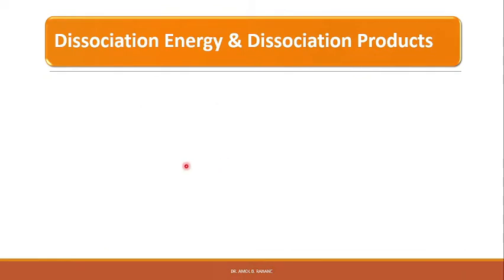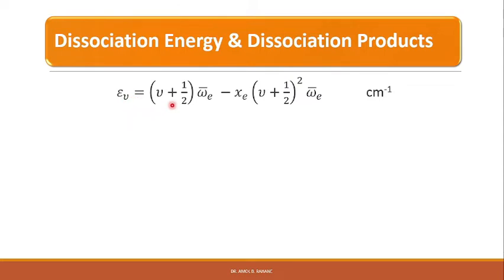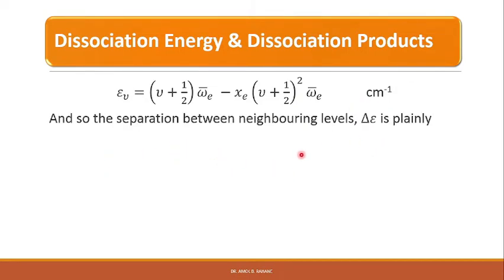In the previous lecture, we have seen that the vibrational energy level may be written as E_ν = (ν + 1/2) ω_e bar minus x_e (ν + 1/2)² ω_e bar, which is in per centimeter. And so the separation between neighboring levels ΔE is plainly given by ΔE = E_(ν+1) minus E_ν. That means the separation between the neighboring vibrational levels is equal to ω_e bar [1 minus 2 x_e (ν + 1)], which is in per centimeter.